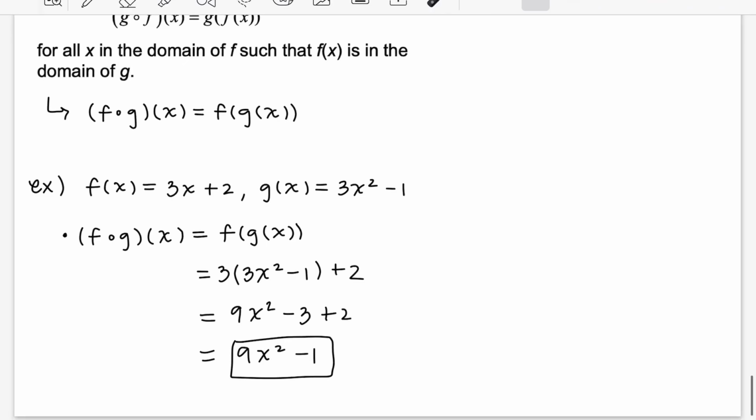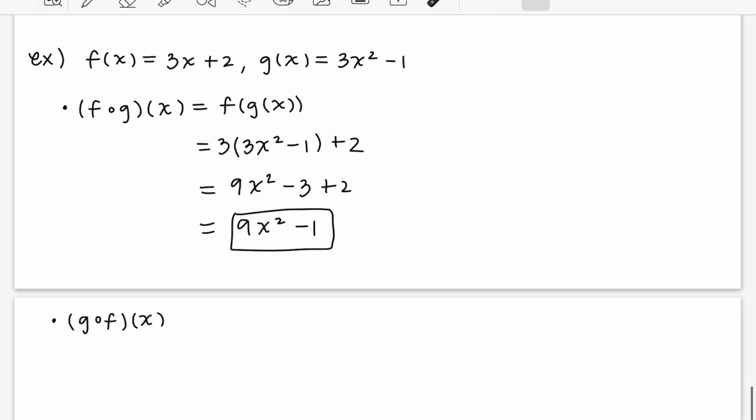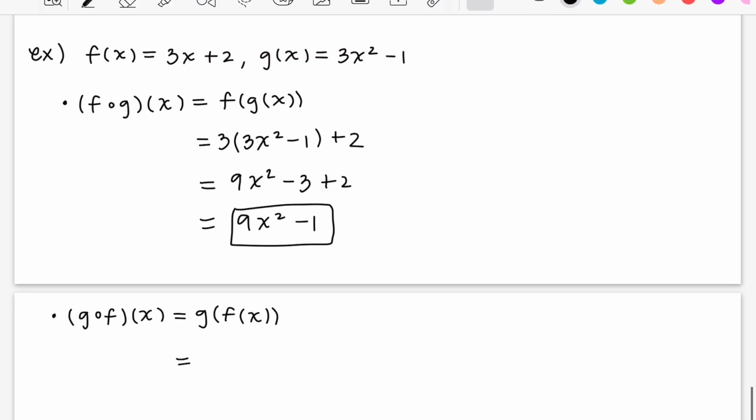All right, now let's look at g of f of x. So the composition of g and f. So in this case, we're evaluating our function g of x at f of x. So we're doing the opposite now. We're going to plug in f of x here wherever we see an x in this function. So this will be 3 times 3x plus 2, and this is squared because we have an x squared here, and then minus 1.